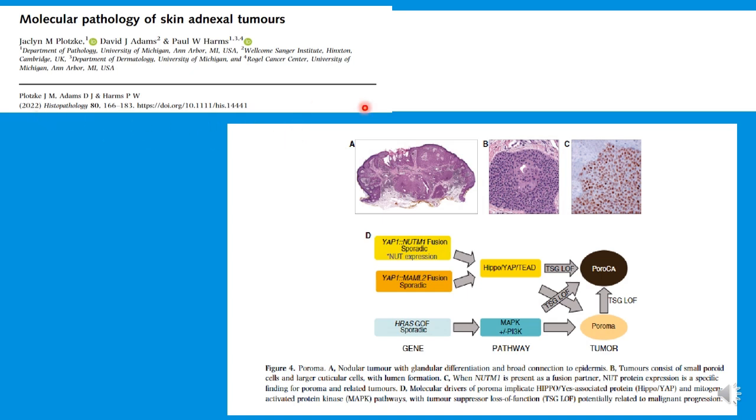So this is again an interesting article which I have quoted in both the previous two lectures. This article is free access, and please read through it to get an idea about the molecular signature associated with each tumor. So in poroma, we had this YAP1 NUT M1 fusion, NUT expression, and YAP1 MAML2 fusion. All these will activate the Hippo YAP-associated protein pathway, and in sporadic forms you had the mitogen activated protein kinase pathway. All of these will lead to poroma, and in these tumor suppressor genes, if there is loss of function, it will lead to porocarcinoma.